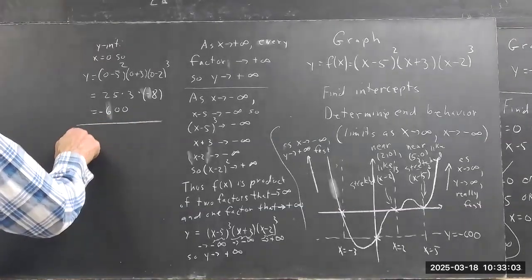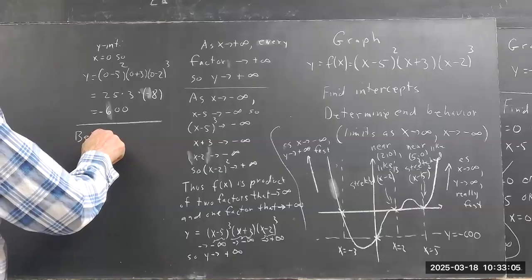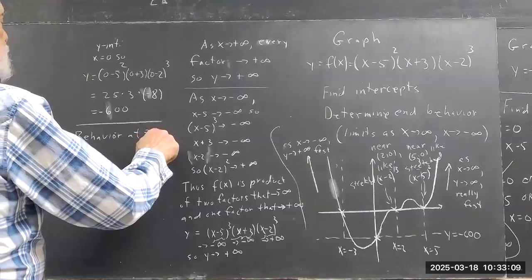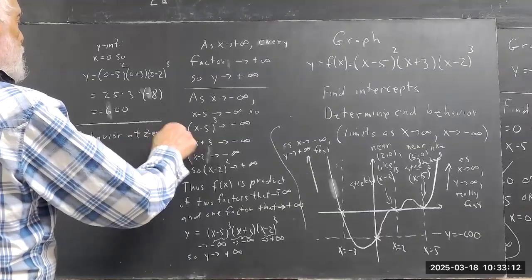So let's list behavior at the zeros. Here we have a good explanation of this.